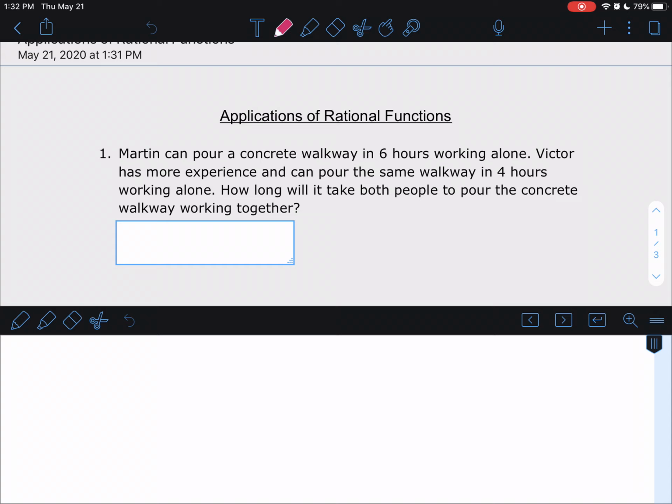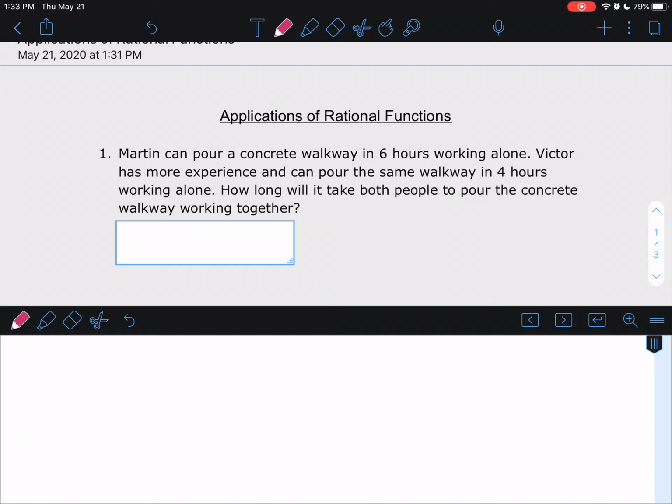So for this one, what we have to do, it wouldn't just be like 6x plus 4x equals, or 6 plus 4 equals x, because you can't just do that. So you can't just have Martin's 6 hours plus Victor's 4 hours equals x, because then x equals 10, and working together is not going to take them 10 hours because there's 2 people, they're going to be getting it done more quickly. So this is why we have to use our rational expressions, or rational equations for this.